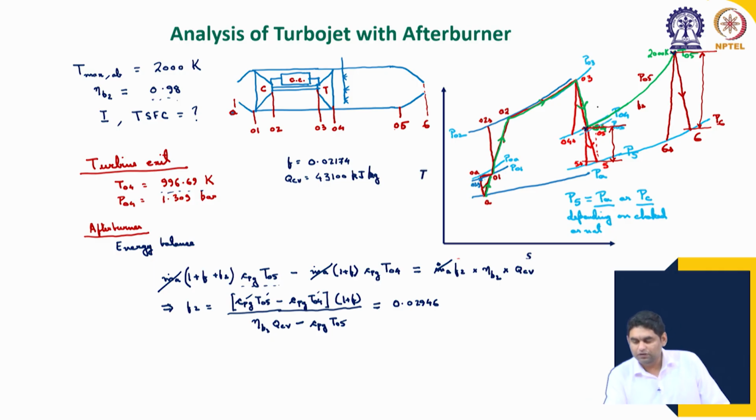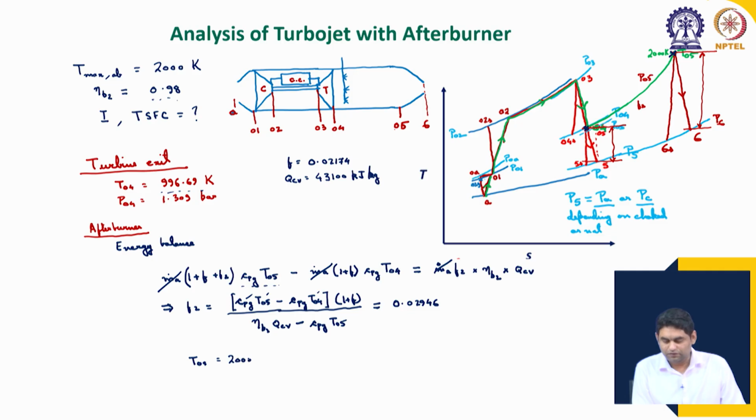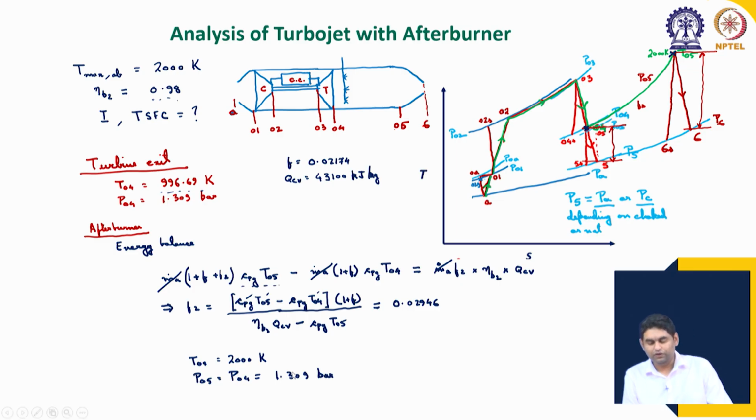We now know the pressure and temperature at the inlet of the afterburner, and the pressure and temperature at the exit of the afterburner. Temperature at the exit of the afterburner, T05, is given as 2000 Kelvin, and pressure at the exit, P05, assuming that there are no losses, is equal to P04, which is 1.309 bar. So, now let us go to the calculation of the nozzle. We will do it at the side here, because we can then easily refer to the diagram.